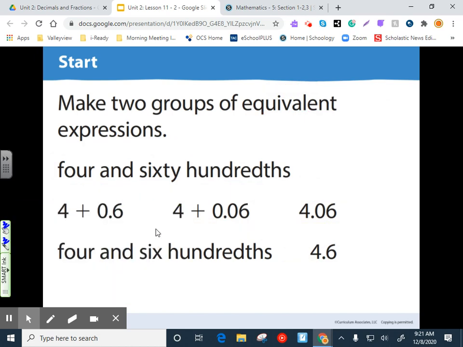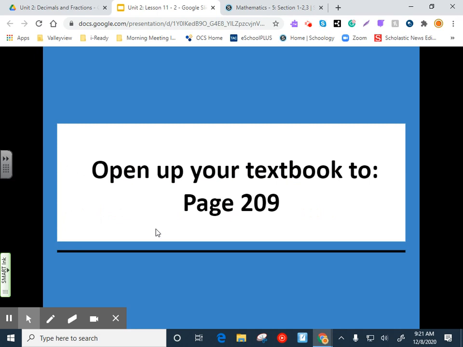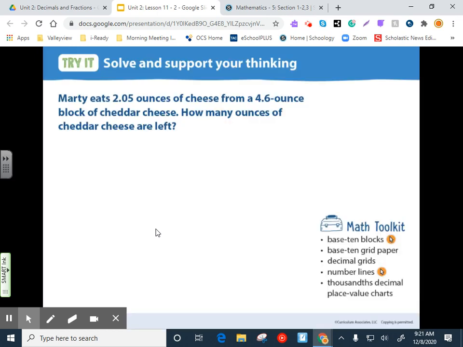All right, now that the warm-up's done, let's go into our workbook. Let's open up to page 209. And let's see what we've got here. All right, Marty eats 2.05 ounces of cheese from a 4.6 ounce block of cheddar cheese. How many ounces of cheddar cheese are left? So this one we're going to do slightly differently, mainly so we get a better connection on how to create a mixed number from a decimal.